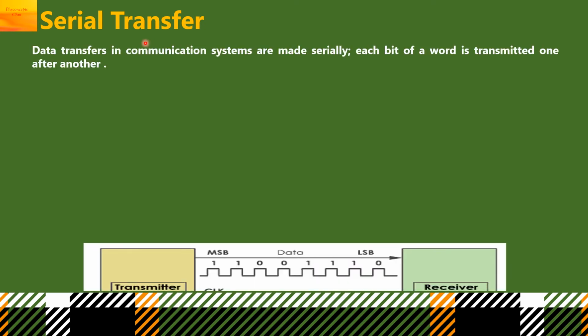Serial transfer. Data transfers in communication systems are made serially. Each bit of a word is transmitted one after another. So like in this figure, it shows the code, the different bits that are being transmitted one bit at a time.